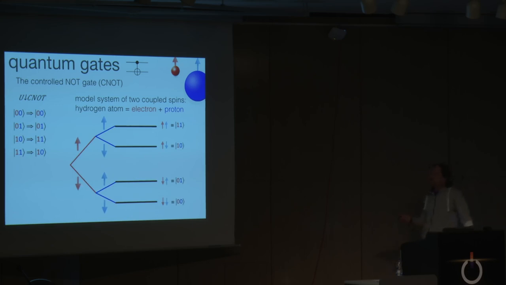Again, we're talking energy levels here. So we're starting with the lowest energy level: the electron is down, the proton is down, lowest energy level, corresponds to the 0, 0 state. Electron down, proton up, 0, 1. Electron up, proton down, 1, 0. And both spins up, 1, 1 state.